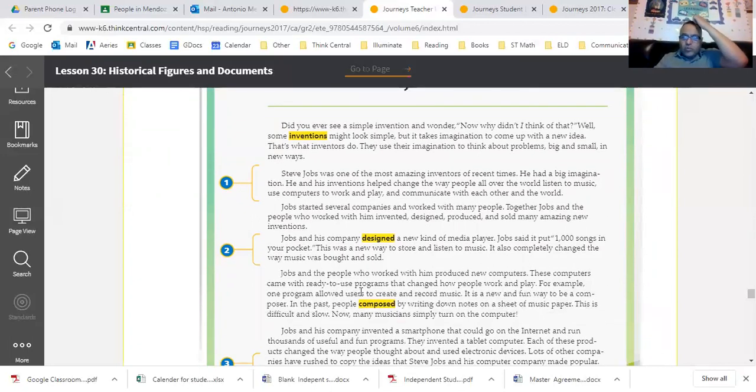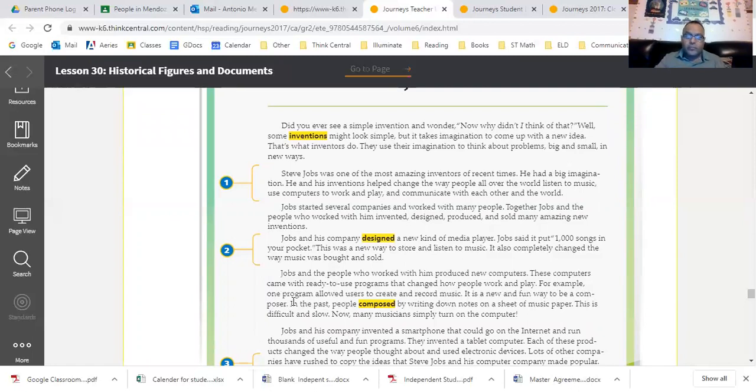Jobs and the people who worked with him produced new computers. These computers came with ready-to-use programs that changed how people work and play. For example, one program allowed users to create and record music. It is a new and fun way to be a composer.